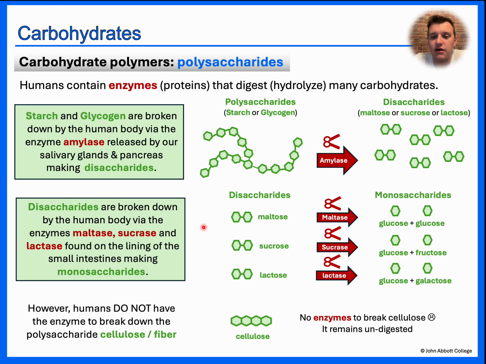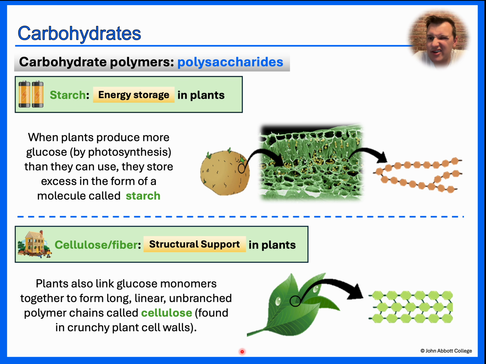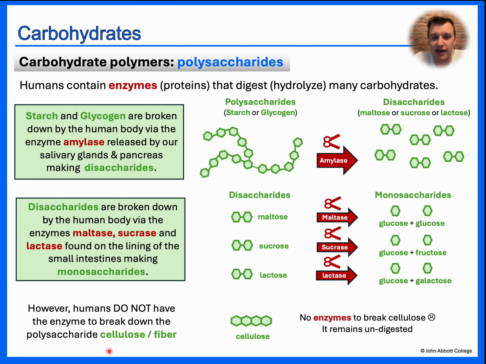So, why this makes sense. This is a human anatomy class. We should talk about how we store our sugars as glycogen. But why are we talking about plants, right? Why do we need to know about starch and cellulose? As I said, because we eat plants, right?